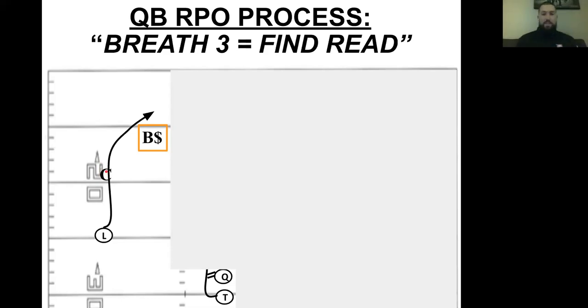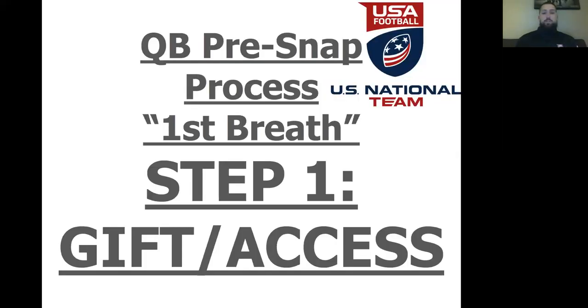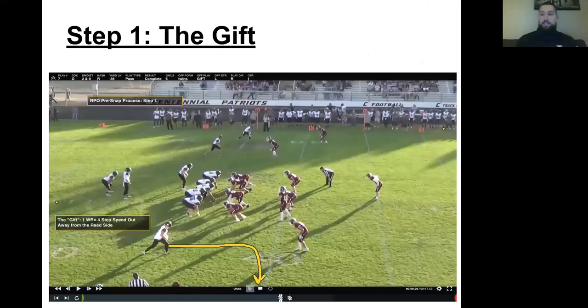So let's do this. All right, I'll pull up, we'll go through some steps, and I'll show you some screenshots here. Okay, step 1, the gift. RPO pre-snap process, step number 1, breath number 1. Now we're in a trio set, right? And we've got an off corner. He's at what looks like 6. He's going to pedal, his eyes are inside, his leverage is inside. We think we can win on this. Let's go. We're going to catch the ball and throw it.